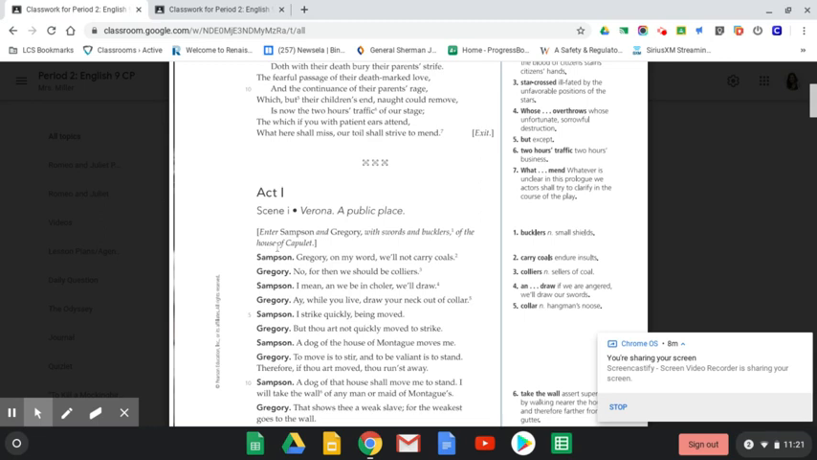But I will read a little bit with you just so you can get the hang of it. So we've got Samson and Gregory, and I will try my best to do the voices. I tried to convince Mr. Miller to read this, but he was not having it. And there is an audio of this whole thing later on. I'm just getting you started.